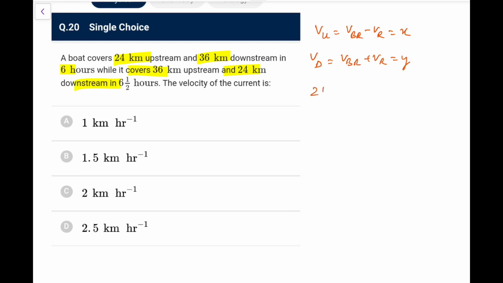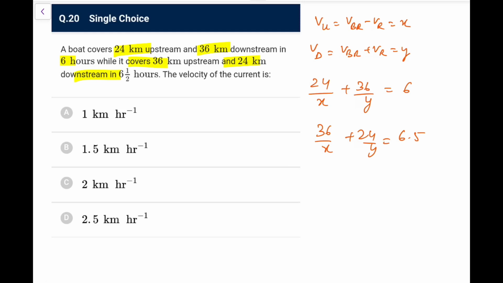So what we are given, the first case, the time would be 24 upon x plus 36 upon y downstream, that is equal to 6 hours. In the second case, 36 upon x plus 24 upon y is equal to 6.5. That is what you are given here. So you can solve for these two equations here. So how you can solve for them?